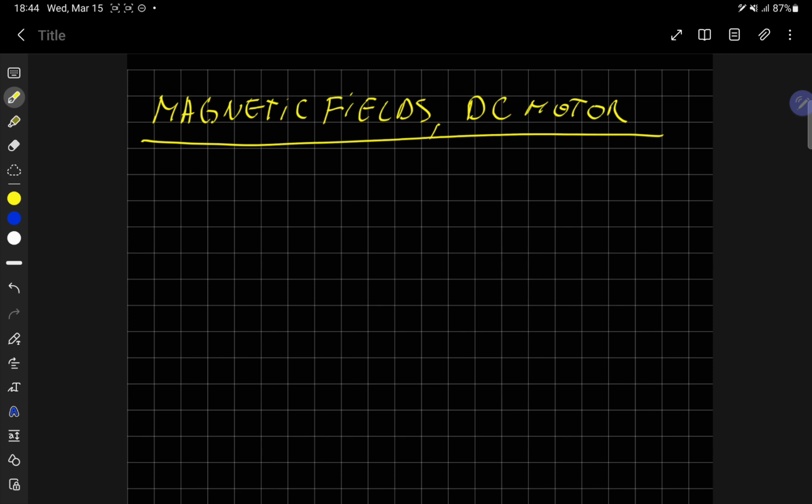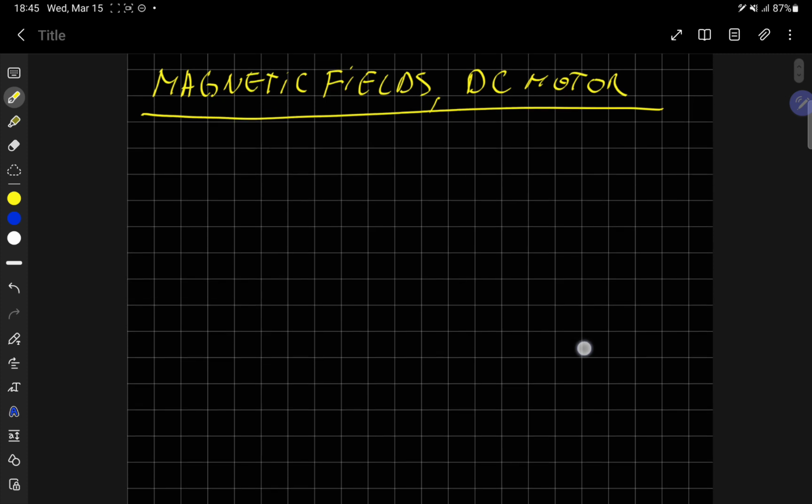First I want to say that the formula for the magnetic field is obtained experimentally. It's not derived from some other formula. Usually some formulas are derived from other formulas, but for the magnetic field it's obtained experimentally, and I will try to guide you through the process of derivation.